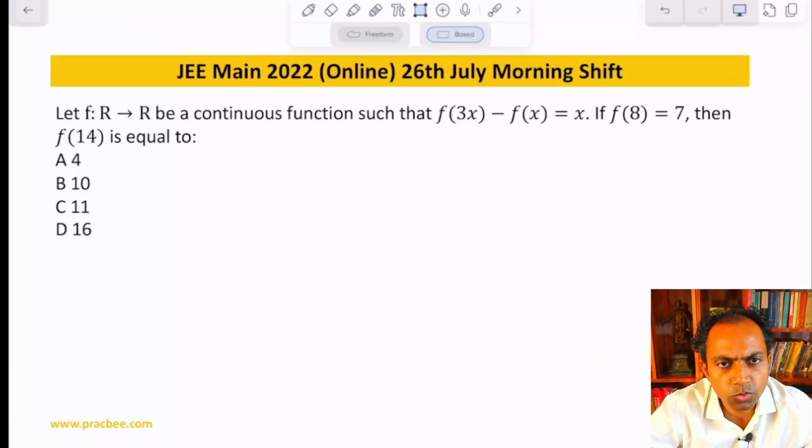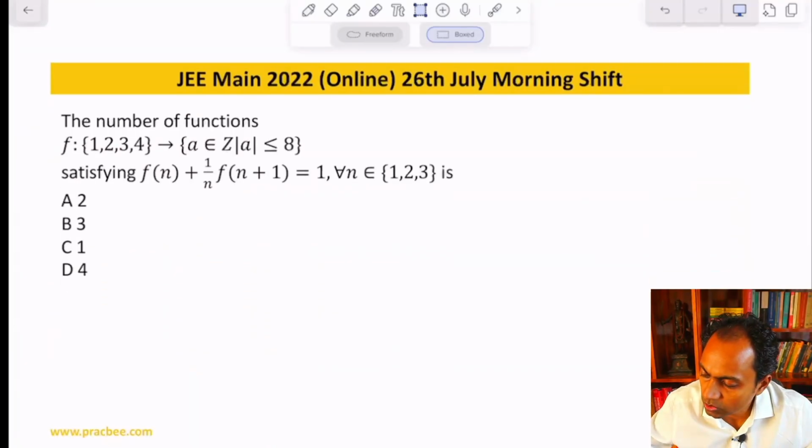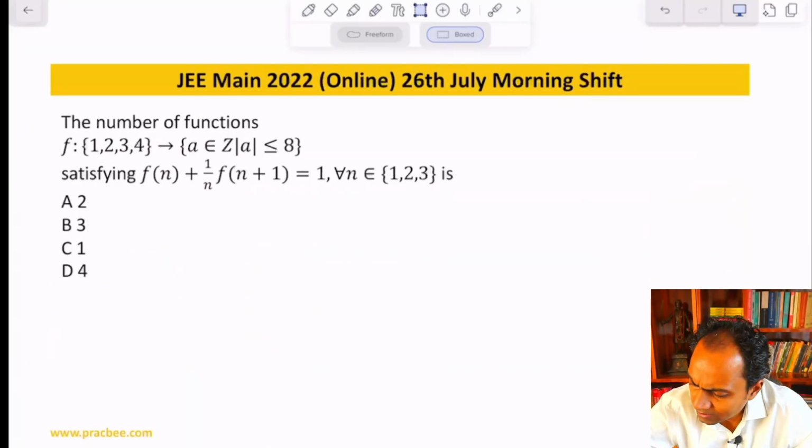Now this 2022 question is exactly the same. Start by putting the value of x as 14 and from there if you follow up you will get your answer. Another question that came was a 2022 question. In this question it is slightly different. What they are saying is that 1, 2, 3, 4 is given.